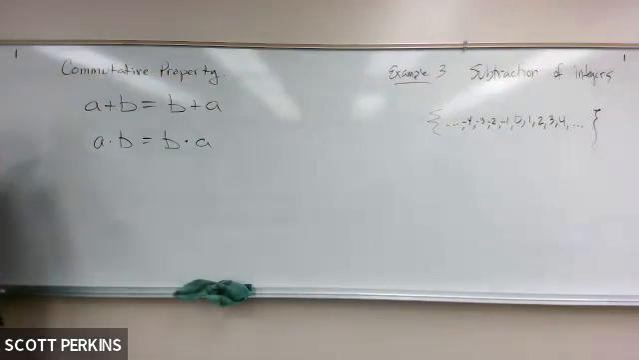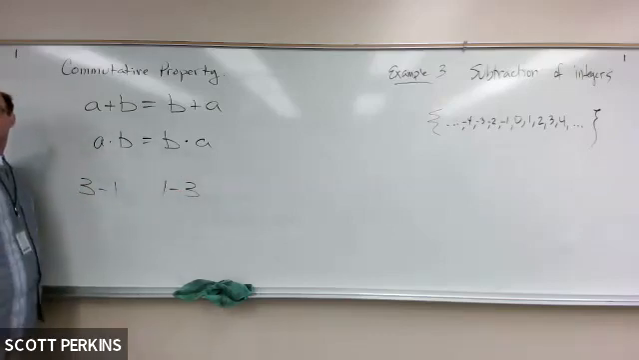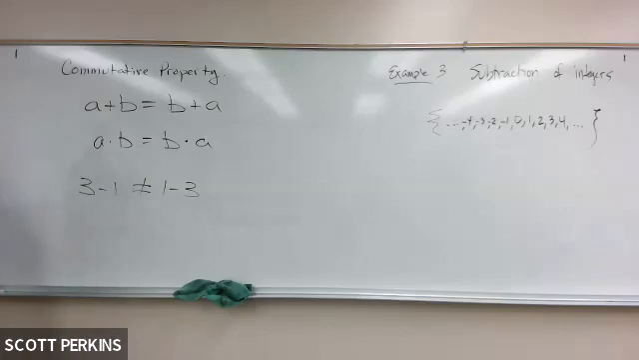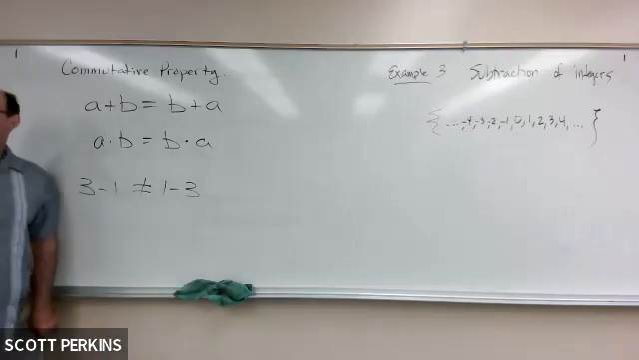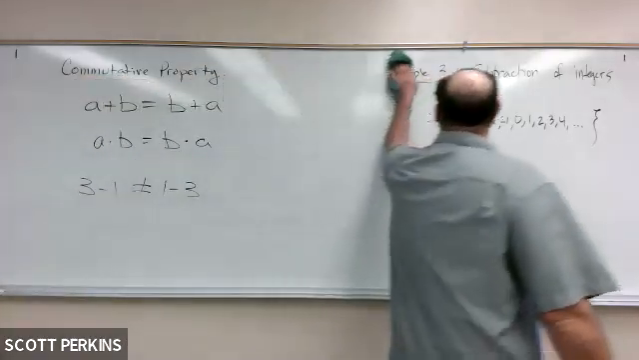Okay, so subtraction is not commutative. What's 3 minus 1? 2. What's 1 minus 3? Okay, these are not equal. So subtraction is not a commutative property. And the same thing would be true for division. If I could give a quick example of that too, or you could trust me, one of those 2 things. That's the commutative property.